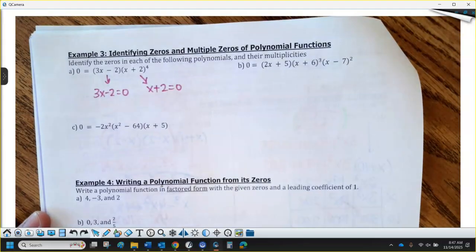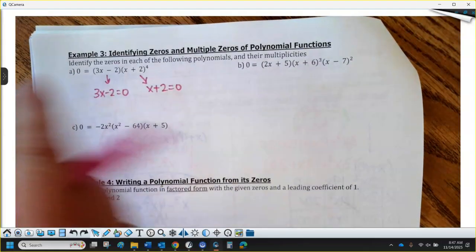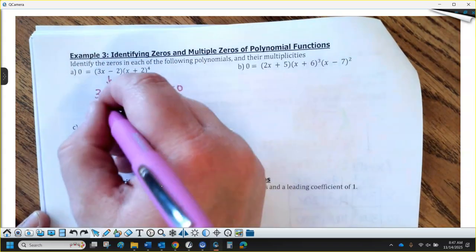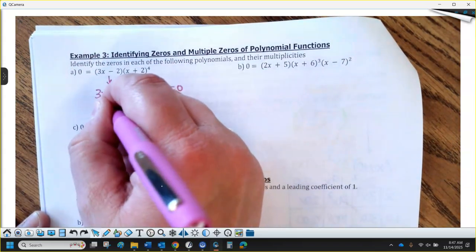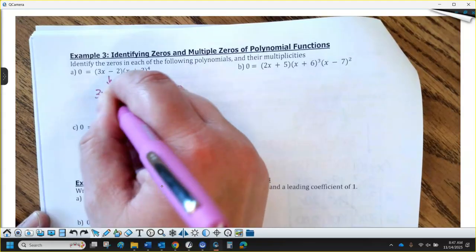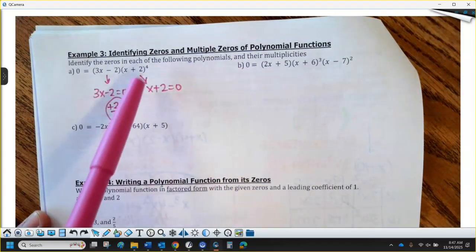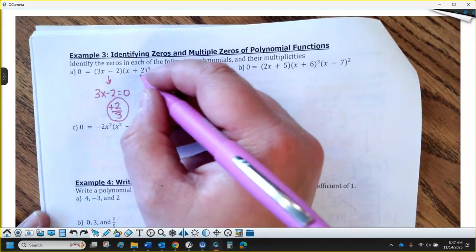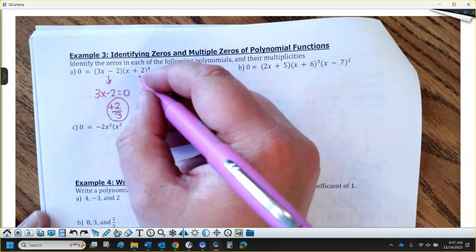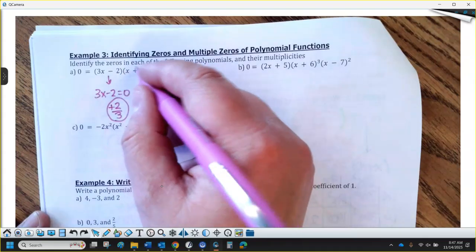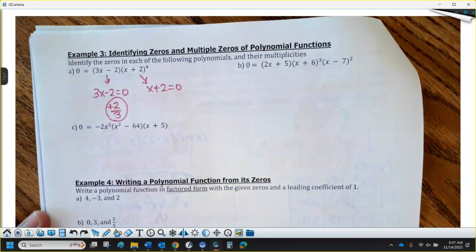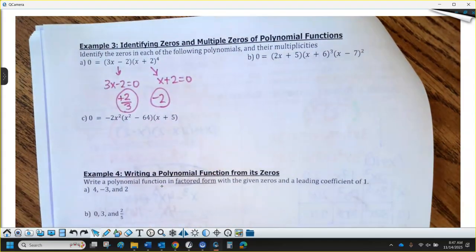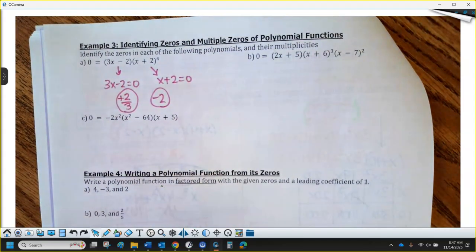If it's got a number in front of the x, sometimes it's a little easier to make a little equation. I just do it in my head, but for that first one, to set that equal to 0, I would add 2 and divide by 3. For the second one, what would you plug into x plus 2 to make that 0? If I had x plus 2, what would you plug in for x to make it 0? Just negative 2.